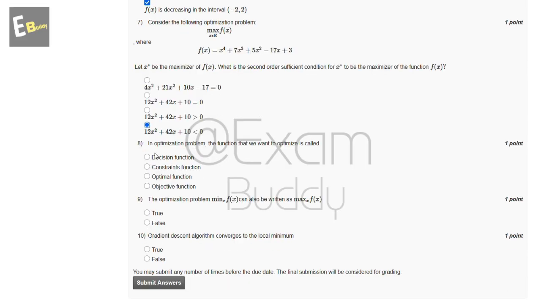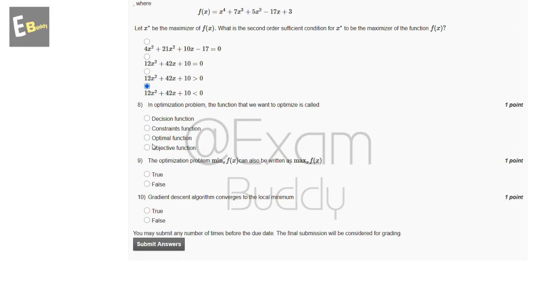Now the eighth question is, in optimization problem, the function that we want to optimize is called. So these are the options, and the answer of our eighth question is D, objective function. Now the ninth question is, the optimization problem min over x of f of x can also be written as max of f of x. So these are the options, true and false. So the answer of our ninth question is B, false.